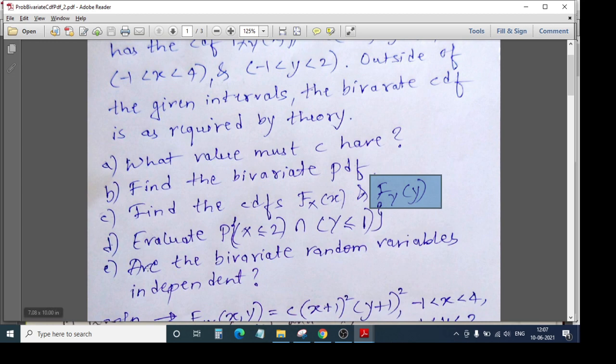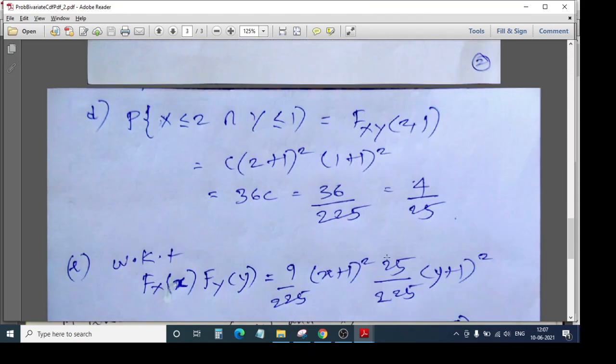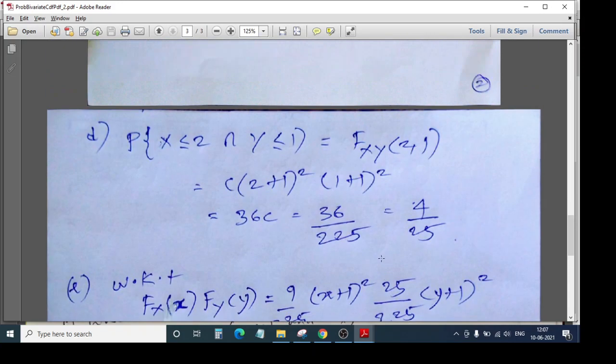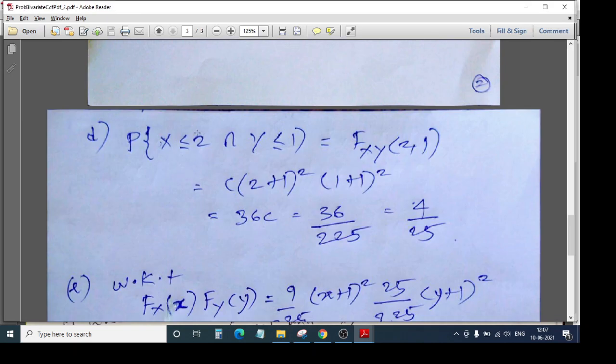Next we need to evaluate this thing, that is the probability of x less than or equal to 2 intersection with y less than or equal to 1. So again, using your properties, we know that this could be written something like this. See here, it is Fx of x less than or equal to small x intersection Fy of y less than or equal to small y, which is nothing but your CDF of x comma y. So this is x less than or equal to 2, this is y less than or equal to 1. So this is nothing but the CDF of x and y.